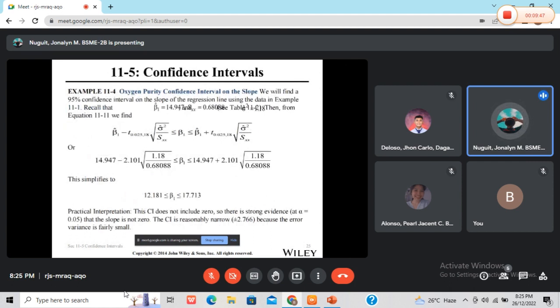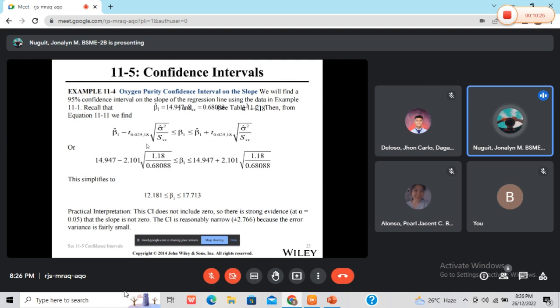Next is an example of a confidence interval on the slope. We will find a 95% confidence interval on the slope of the regression line using the data in example 11-1. So the given is beta hat sub 1 equals 14.947, S sub xx is equal to 0.68088, then sigma hat squared is equal to 1.18. So, mao ni siya ang formula ato gamiton.